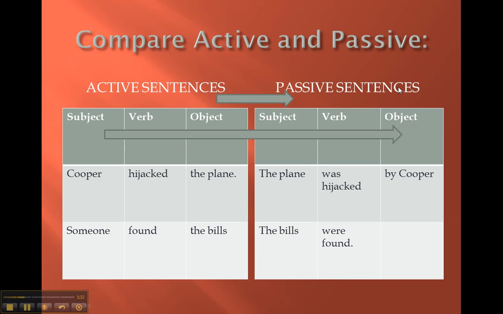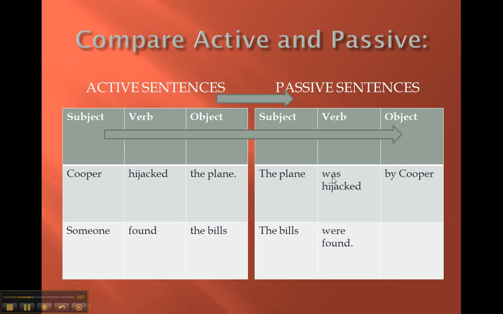And these are some simple examples from the reading that you just did. Cooper hijacked the plane is an active sentence with subject, verb, and object. If I put it into the passive, it comes out the plane, so the object becomes the subject, was hijacked, and you see I have the verb to be in the past tense. Okay, here this is the active verb in the past tense, so when I change it to the passive, I have to use the verb to be in the past tense. And then I add the past participle.